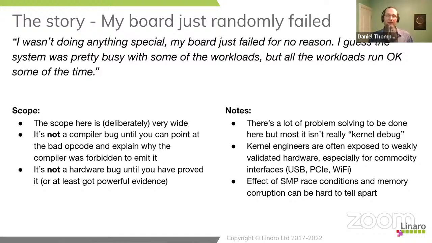And we're heading through the final, slightly anticlimactic finish in the last story, which is my board just randomly failed. So this is where we reintroduce the idea that perhaps the DDR configuration isn't perfect and it will sometimes give us the wrong answer. It's where we bring in probabilistic failures that are not software related. So the board is randomly failing. We're not doing anything special, it's just failing. System was busy with some of the workloads, but all of those different workloads have worked correctly at some point in time.